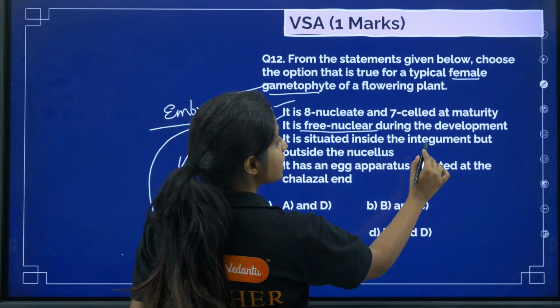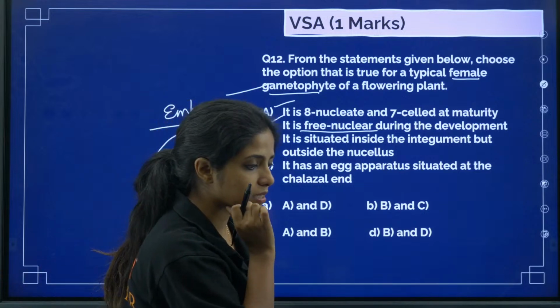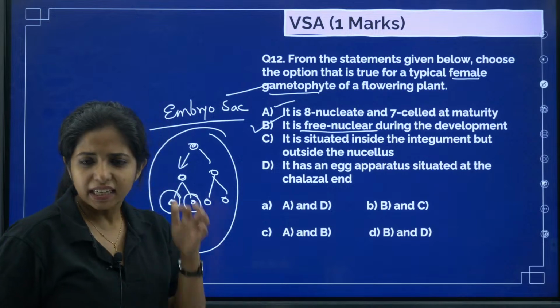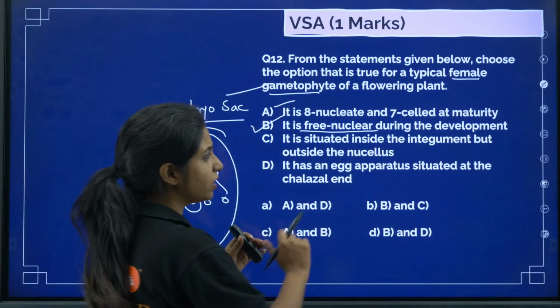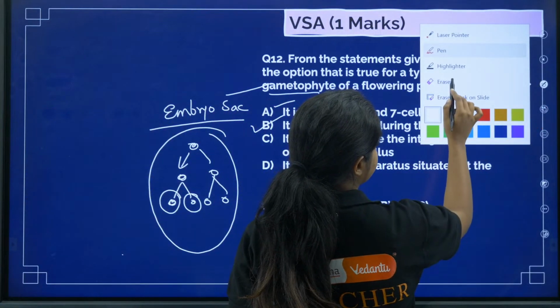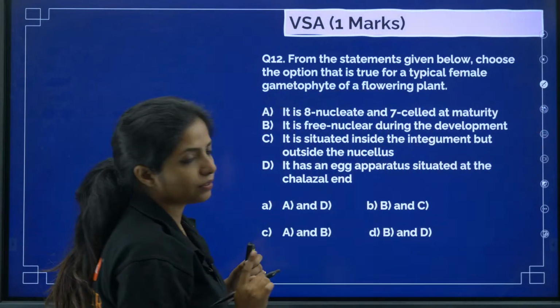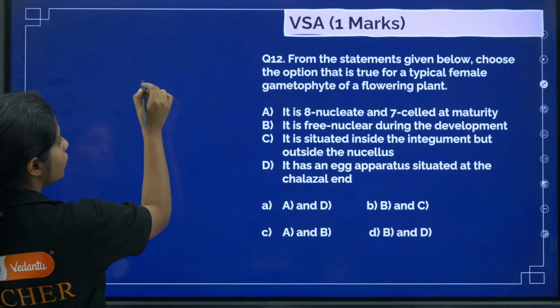Now, it is situated inside the integument but outside the nucellus. Is it correct that it is situated inside the integument but outside the nucellus? My dear children, I'm just going to erase this and I'm going to tell you something. Listen to me carefully, okay? This will be really helpful for you to solve other questions.